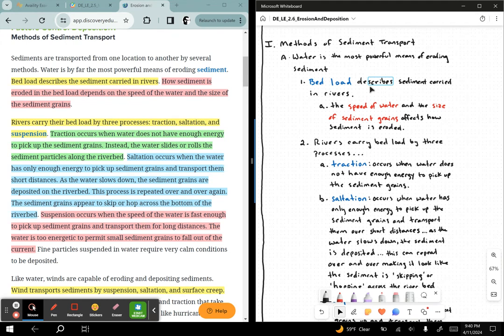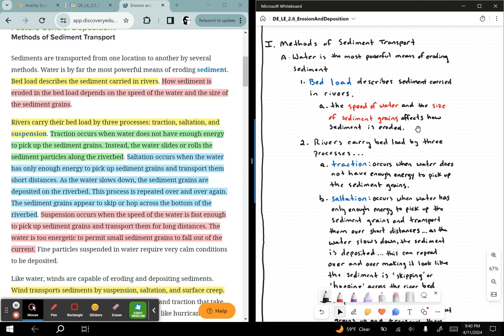Especially after a winter rain, when you've had a lot of storms, there's a lot of water flowing in the river. So the rivers might be moving a little faster than normal, and they're carrying a lot of dirt. There's a lot of bed load in the river, right? As you can see, small a here, the speed of the water and the size of the sediment, what we call sediment grains, affects how sediment is eroded.